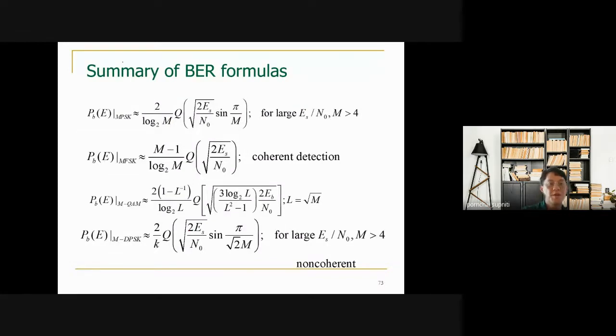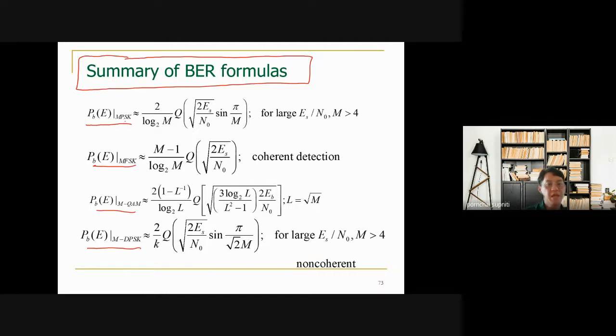Okay, let's go to a summary of formulas for bit error rate. We can use these for each type of modulation scheme. For MPSK, for m greater than 4, you can use this formula. You see that here you have to replace m with whatever m you have, and also here we have Es. Es is the symbol energy, which, because there are k bits, is k times Eb. And you can use this for all formulas: Es is equal to k Eb.